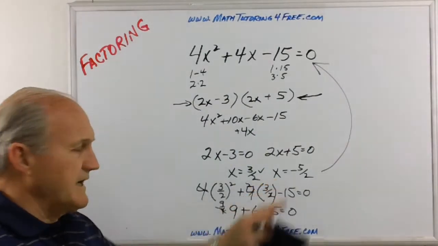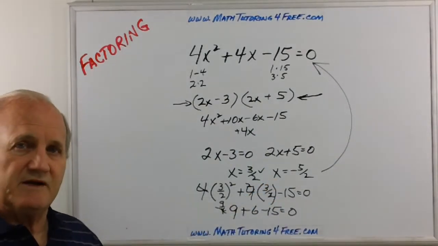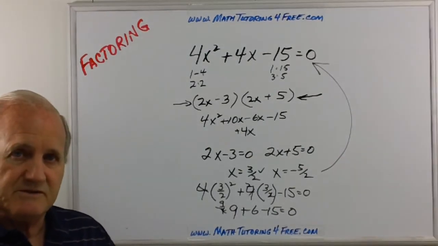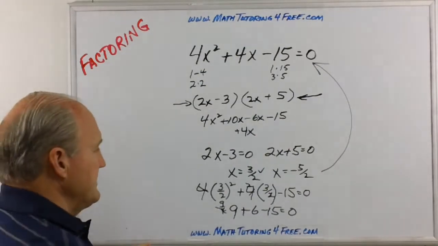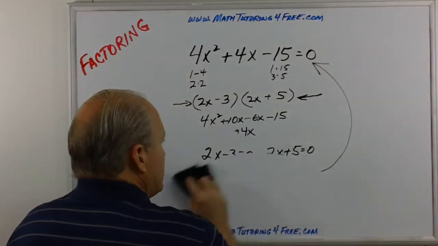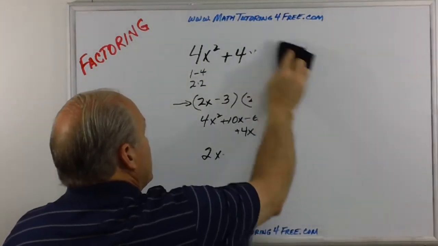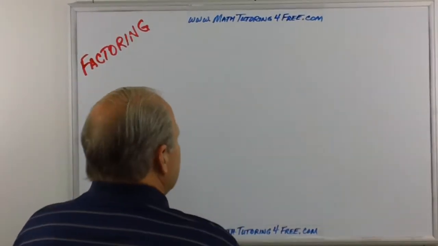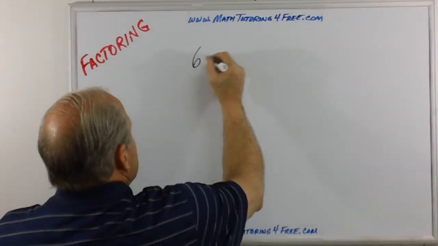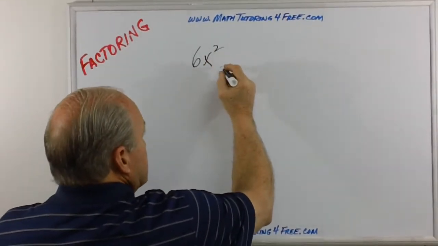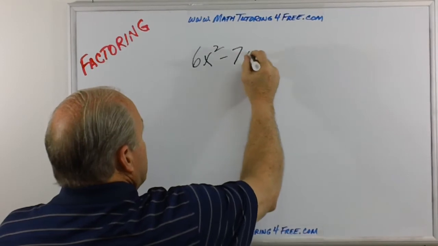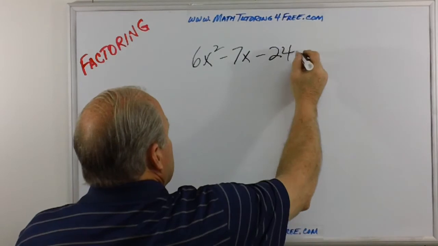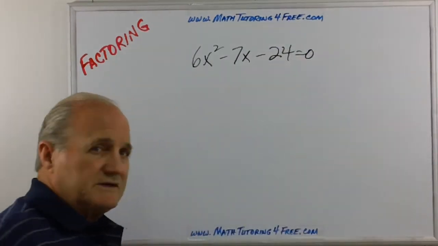I won't take the time to put the second one in, but you definitely should do that to be assured that your answers are correct. Let's do one more. Try and make it a little more difficult because not all of them are going to be that easy. Let's try 6x squared. Let's have a middle term of negative 7x, and let's make the number a little bigger. We've got more choices that way.